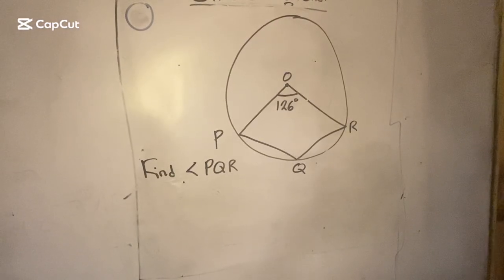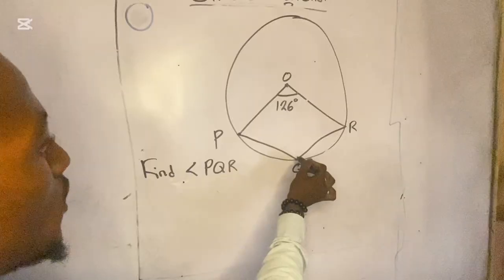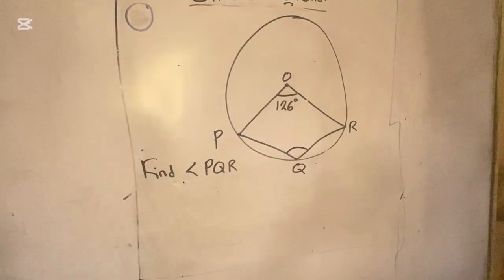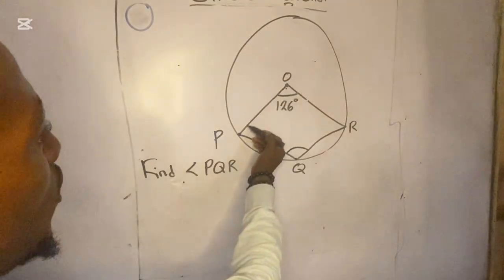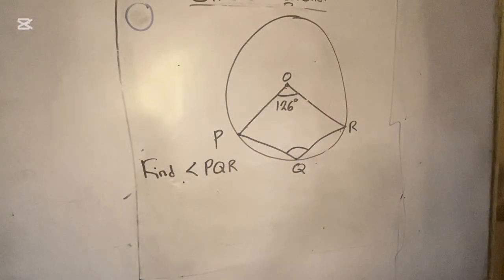So in this question, how do we find the angle PQR? Angle PQR. That means they are only interested in this angle. Now, seeing this, you might be thinking this is a quadrilateral. No, it's not a quadrilateral. A quadrilateral is always formed by 4 chords, but here we have 2 radii and 2 chords. So it's not a quadrilateral.